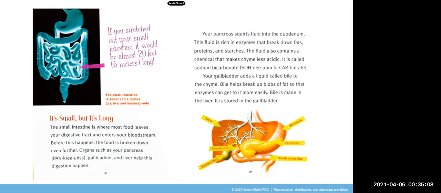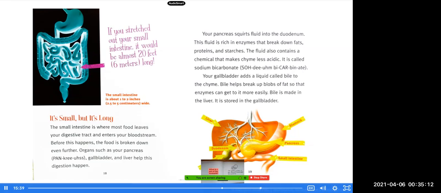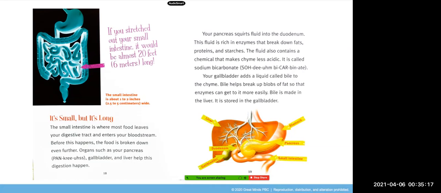Your pancreas squirts fluid into the duodenum. This fluid is rich in enzymes that break down fats, proteins, and starches. The fluid also contains a chemical that makes chyme less acidic. It is called sodium bicarbonate. Your gallbladder adds a liquid called bile to the chyme. Bile helps break up blobs of fat so that enzymes can get into it more easily. Bile is made in the liver. It is stored in the gallbladder.